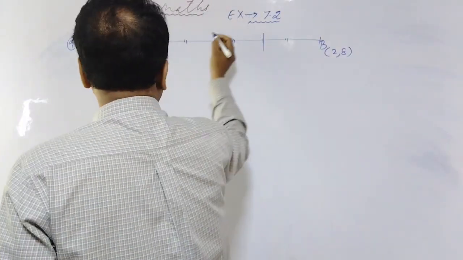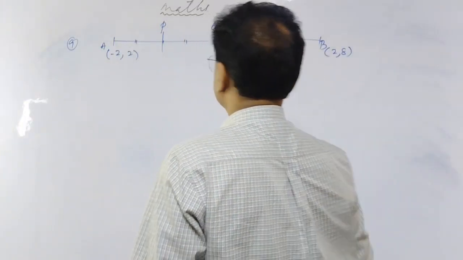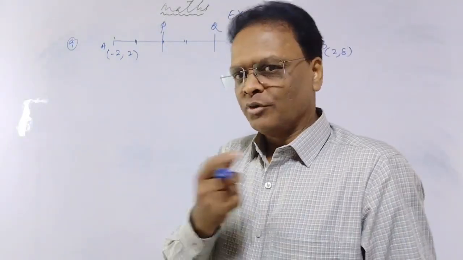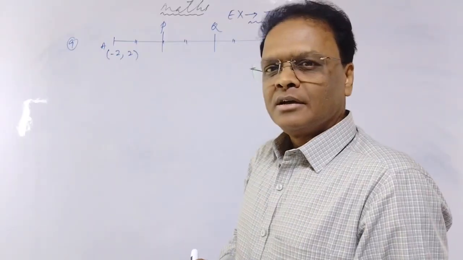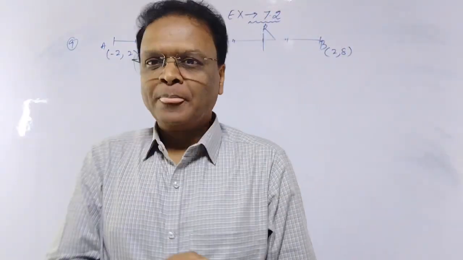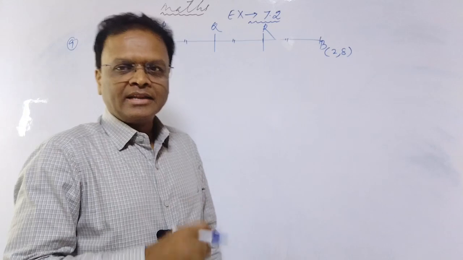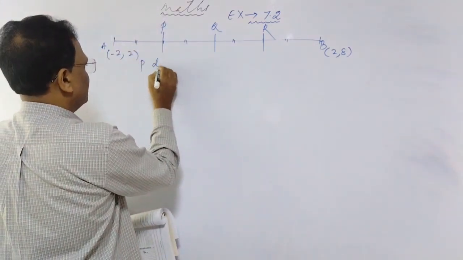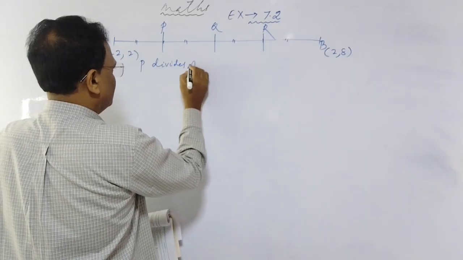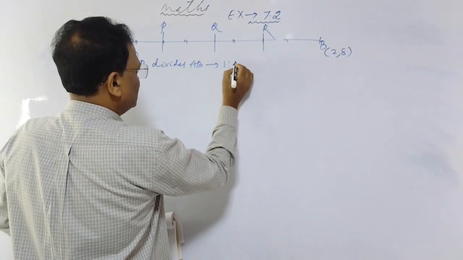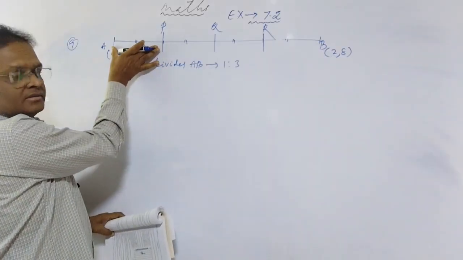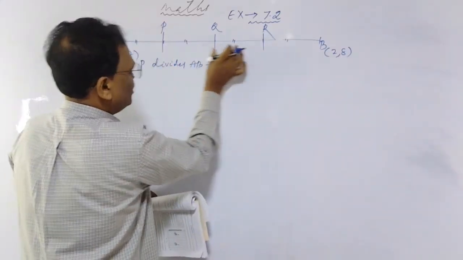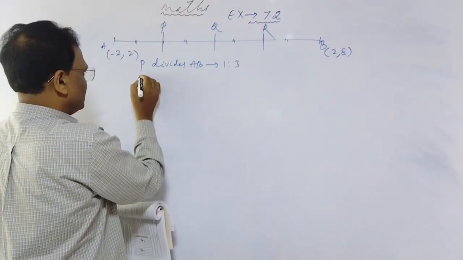Let me give the names. Suppose P is a point, Q is a point, and R is a point. P, Q, R are the points which divide this line segment into 4 equal parts. So let's first find in what ratio P divides AB, in what ratio Q divides AB, and in what ratio R divides AB. So can I write that P divides AB in the ratio 1:3? Yes, of course, this is the one part. I'm taking P first. So one part, and from here to here it's 3 parts: 1, 2, 3. So I can write 1:3.